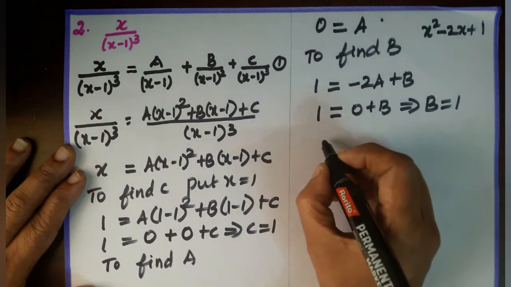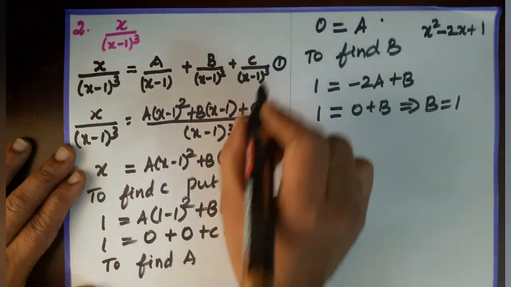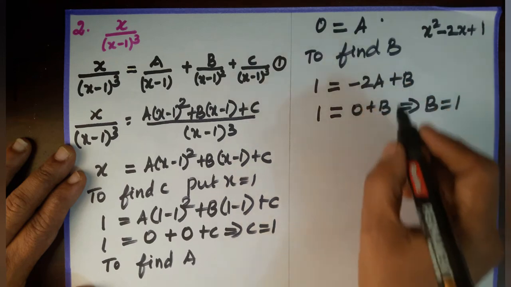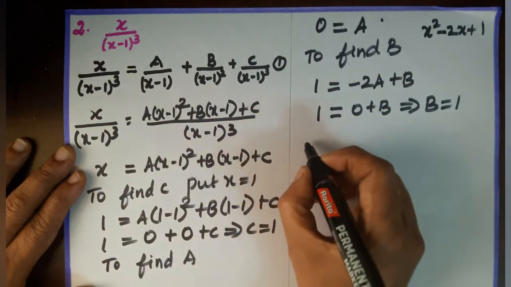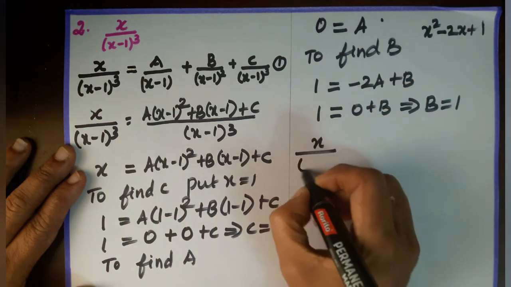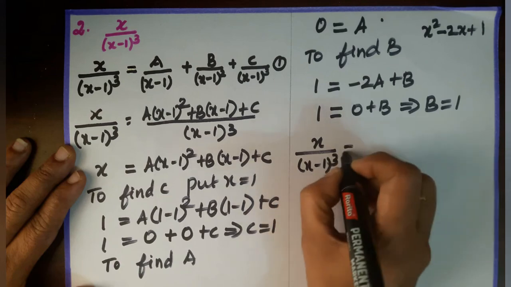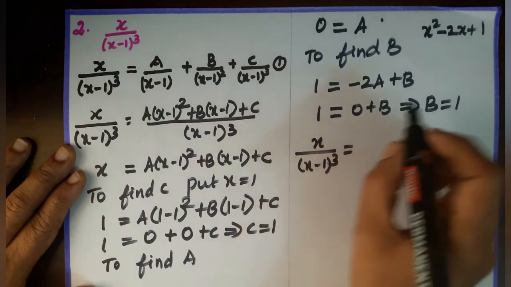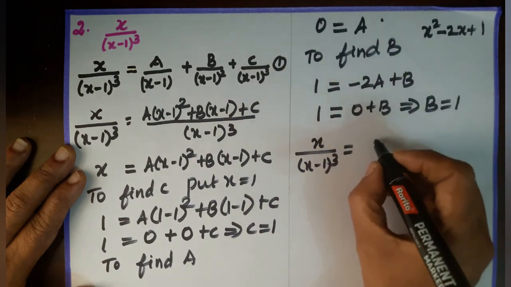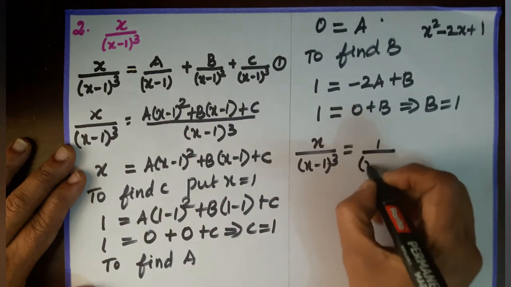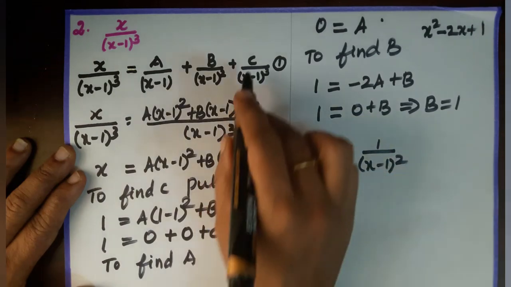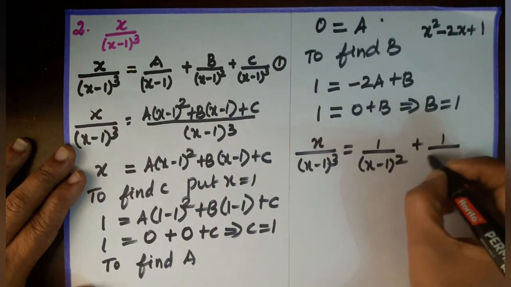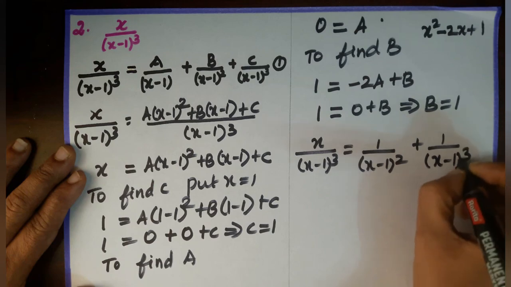Next I need to find equation number 1. For that I am going to substitute the values of A, B, C. Therefore x by x minus 1 the whole cube equal to, the value of A is 0, so 0 by x minus 1 will become 0. The value of B is 1, so 1 by x minus 1 the whole square. The value of C is 1, so 1 by x minus 1 the whole cube.